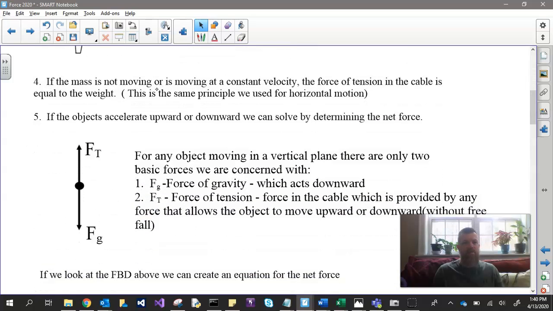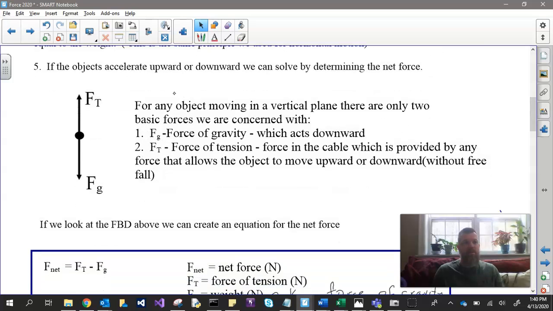If the mass is not moving or you're moving at a constant velocity, then the force of tension in the cable is equal to the weight. So this is the same principle we use for horizontal motion, where if you're moving to the right at a constant velocity, there's no difference between the applied force and the frictional force, so there's no net force to cause acceleration. And if objects accelerate upward or downward, we can solve them using the net force.